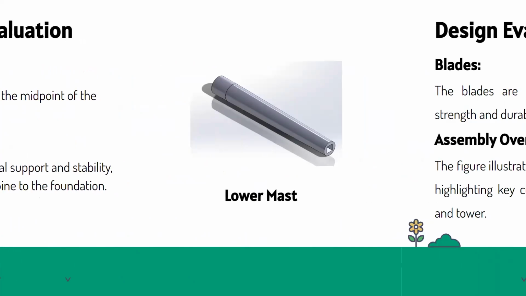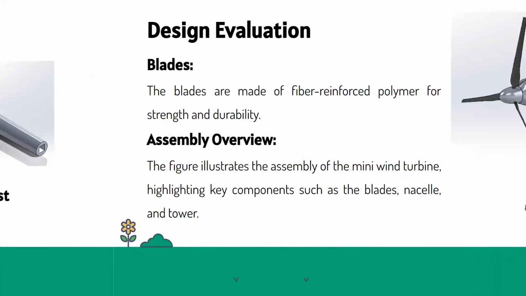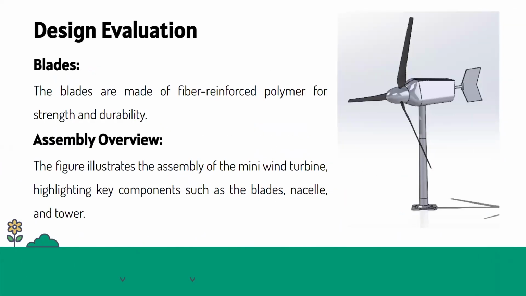So this is our overall AutoCAD design of our wind turbine, and the blades are made of fiber reinforced polymer, which is good for strength and durability. And as we can see, the wind turbine is quite fascinating, and it includes all the key components such as blade, nacelles, tower, and tail, which are necessary for our wind turbine design.